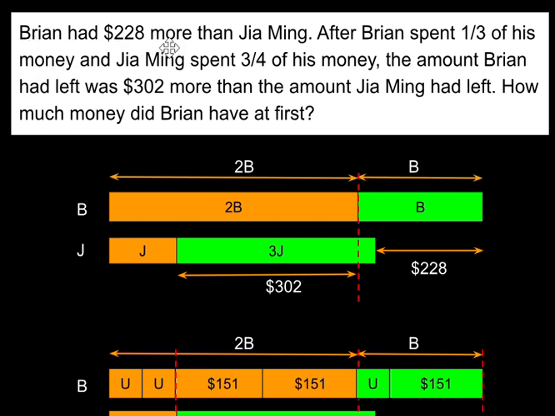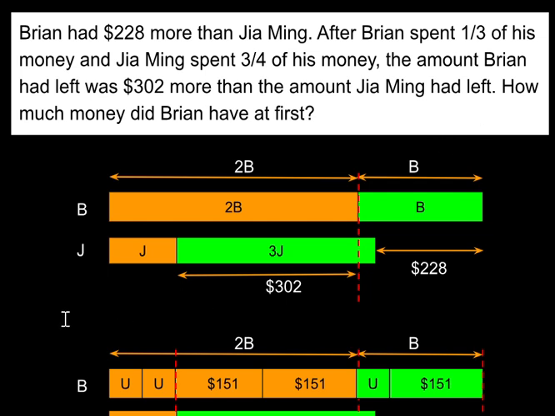Brian had $228 more than Jia Ming. After Brian spent 1/3 of his money, Jia Ming spent 3/4 of his money. The amount Brian had left was $302 more than the amount Jia Ming had left. How much money did Brian have at first?